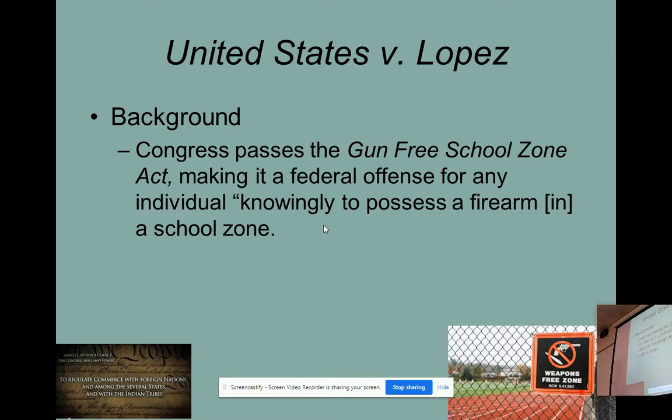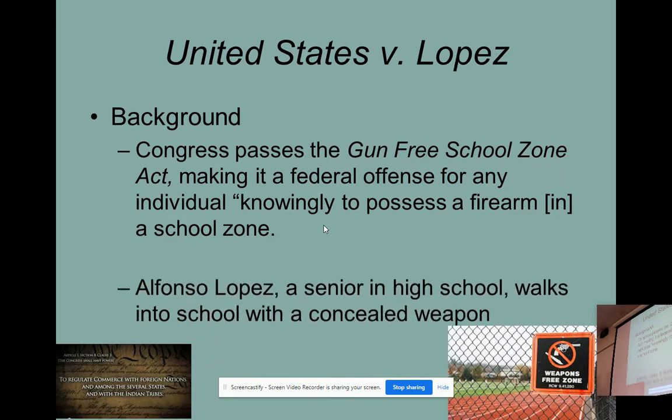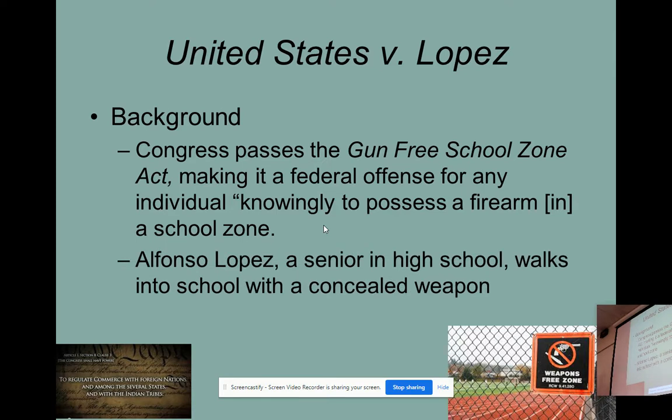Congress passes the Gun-Free School Zone Act, making it a federal offense for any individual knowingly to possess a firearm in a school zone. Alfonso Lopez, a senior in San Antonio, brings a concealed weapon to school.